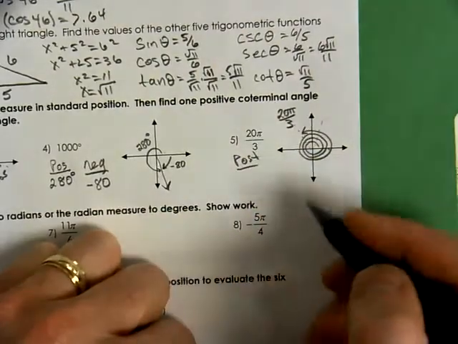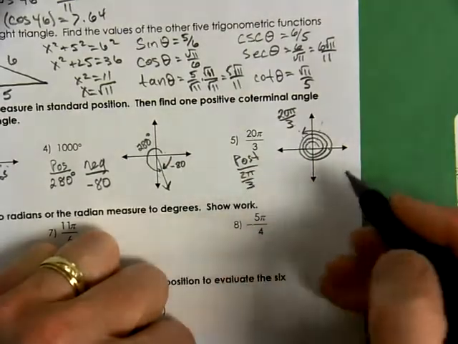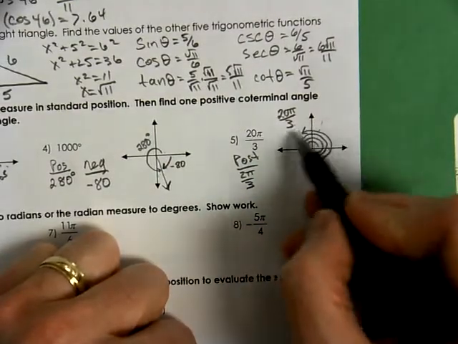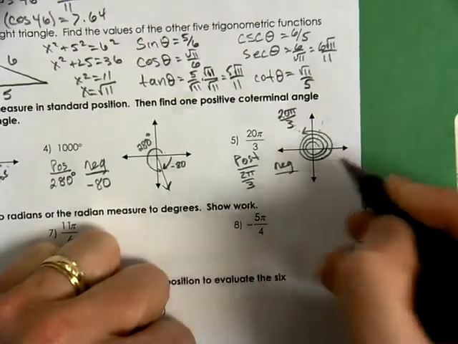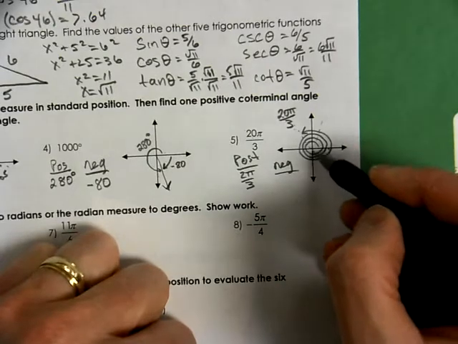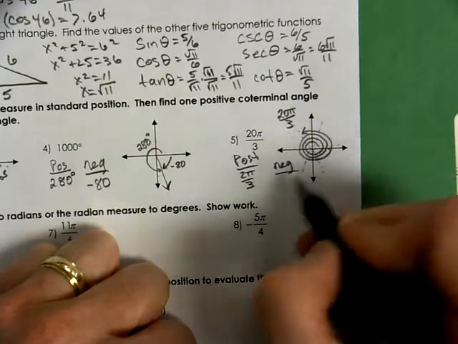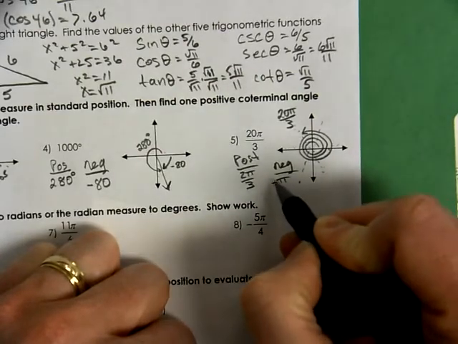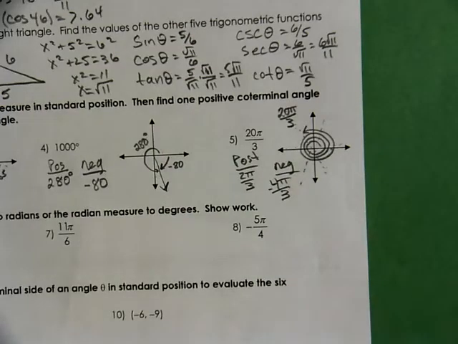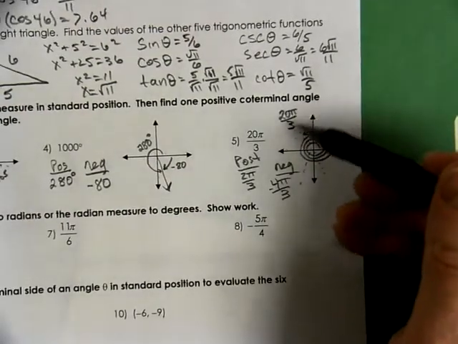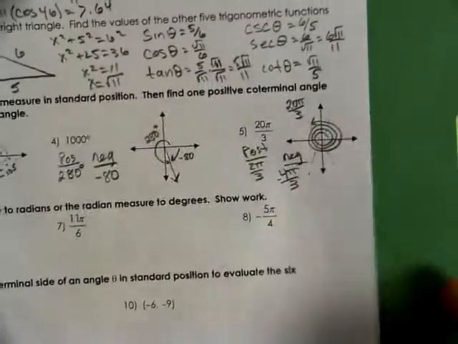So a positive coterminal would be 2 pi over 3, because that would be 1, 2 past the x-axis. And a negative coterminal for this would be 1/3, 2/3, 3/3, 4/3. Negative 4 pi over 3. You could calculate that also by subtracting 2 pi from this multiple times, and you would get those same two results.